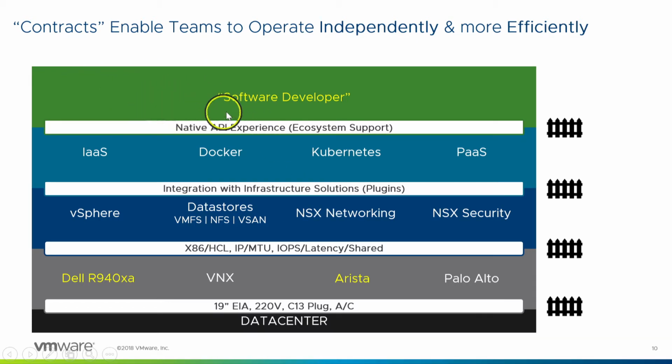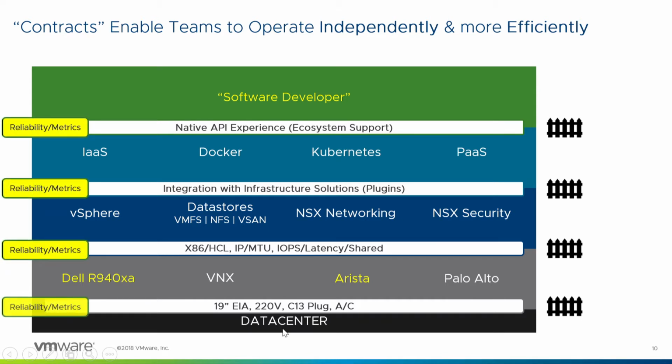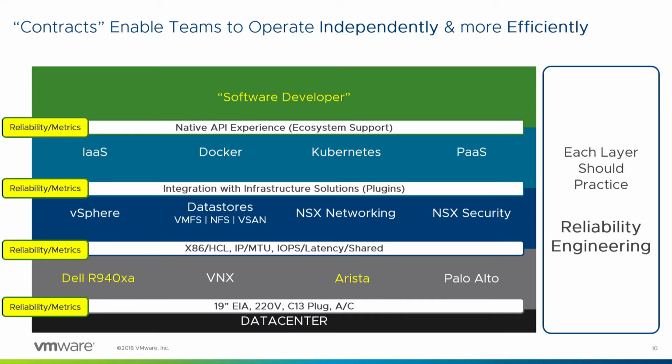The one thing that's missing here, though, is that if I'm a software developer and I need to design a piece of software, how do I know how reliable these underlying layers are? And so the other piece that's important as a part of that contract is to understand the reliability and some of the metrics you can get out of that underlying layer. Like, if you just take vSphere as an example, we have vSphere HA, right? And that will automatically recover a VM. I may be able to leverage that in my overall application development if I know those virtual machines have a high level of reliability.